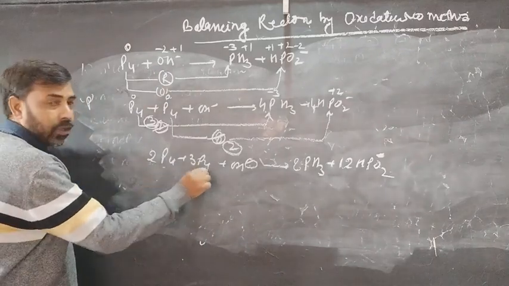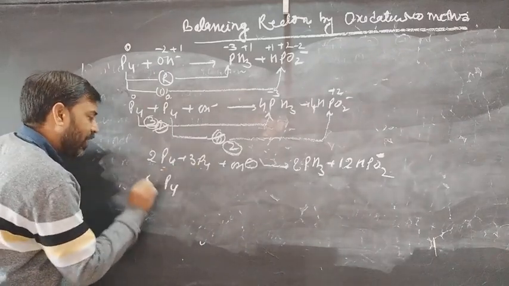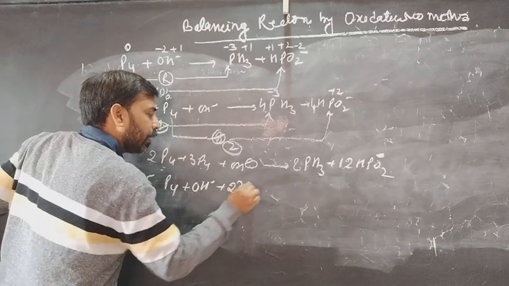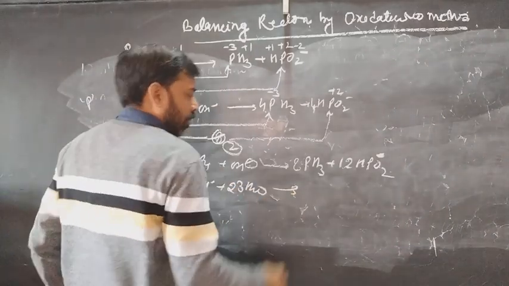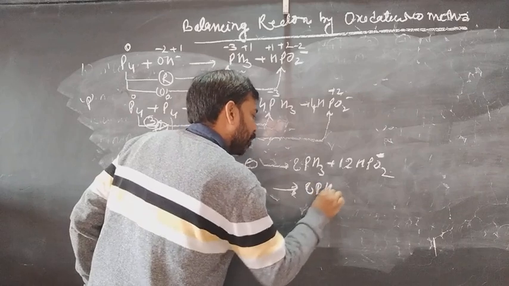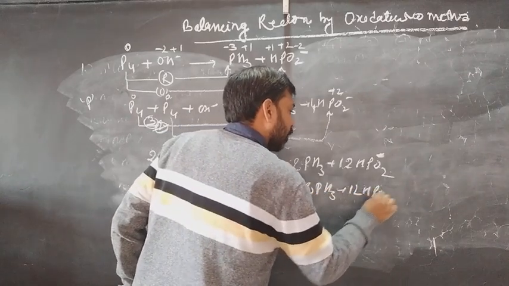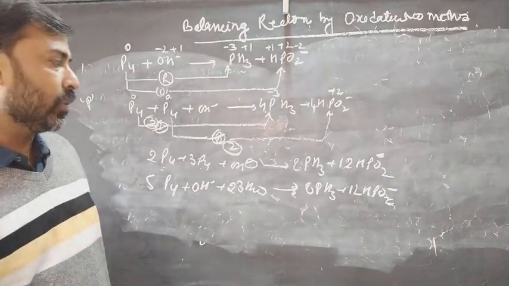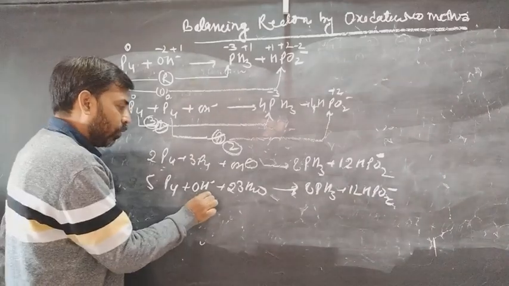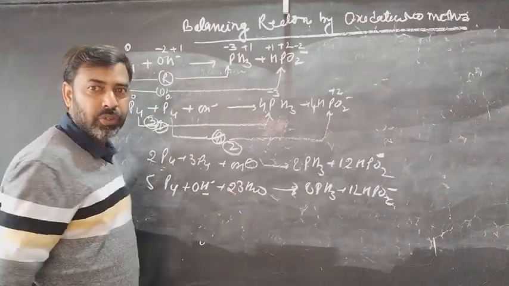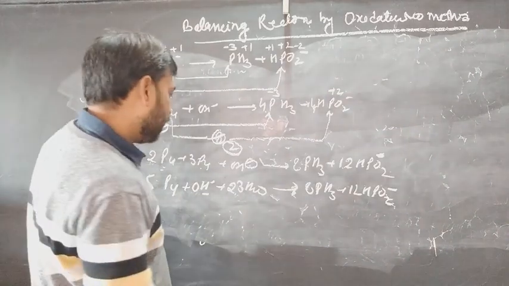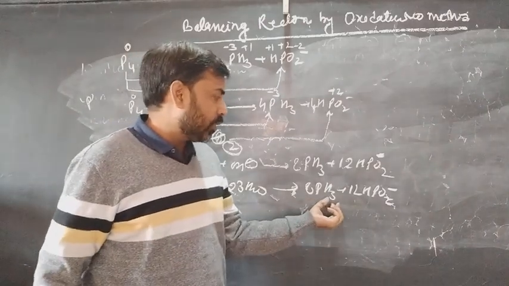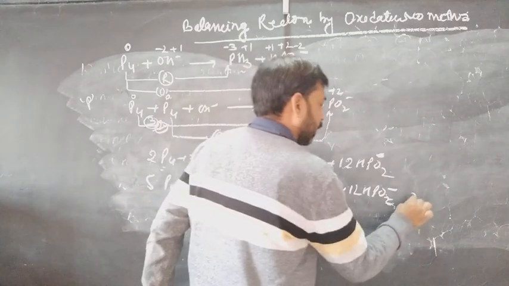with the help of water. Now I am writing P4, 5 molecules, 5P4 plus OH minus plus 23H2O gives 8PH3 plus 12HPO2 negative. Now in the next step we will have to balance the hydrogen. How many hydrogens are here? On the left hand side 1 and 23 times 2 is 46, total 47. And how many hydrogens are here? 8 times 3 is 24 plus 12, total 36.